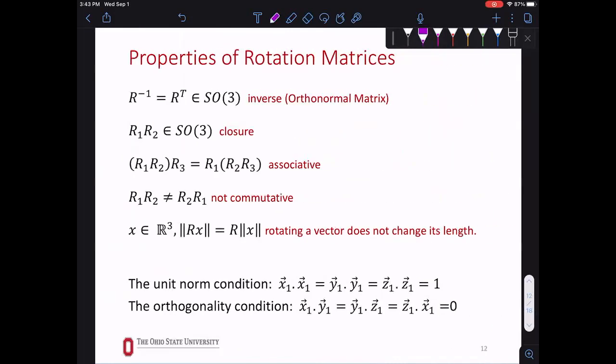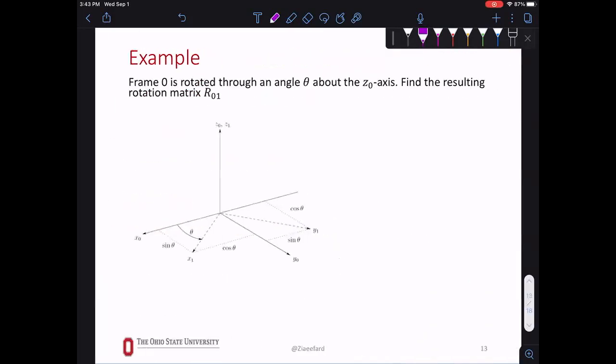All right. These are the properties. The most useful for now is that R inverse equals R transpose, and also the unity norm condition, so these are all equal to 1. And the orthogonal condition, so for each 2 axes the dot product is 0. All right, here's an example.